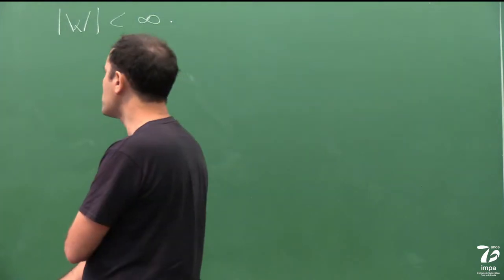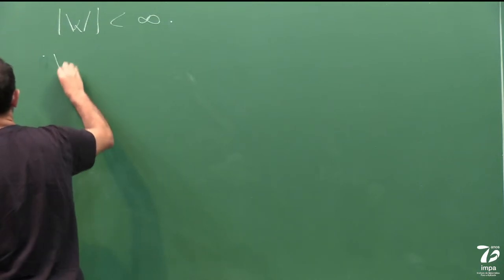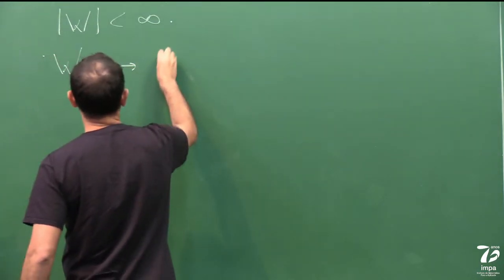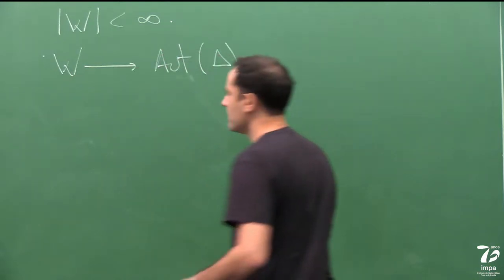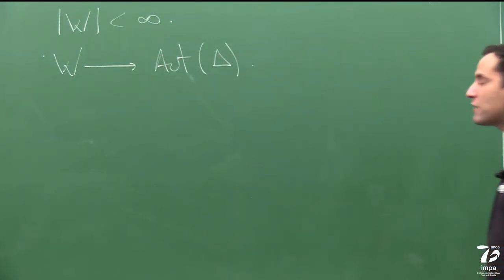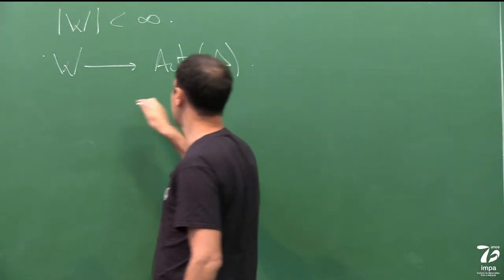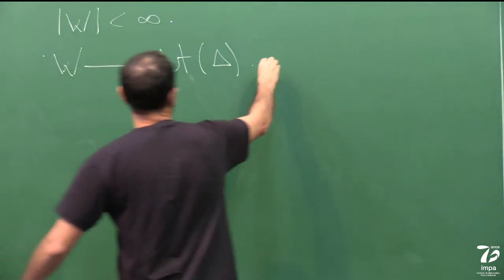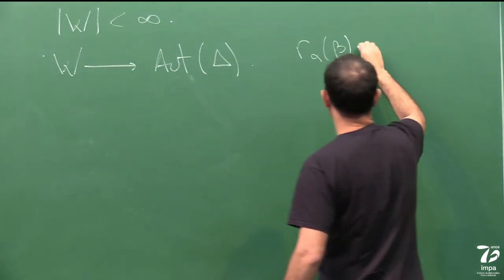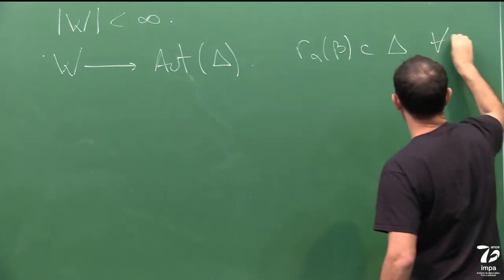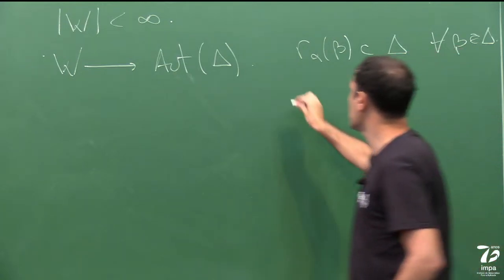Well, the first observation is that to prove this, let's notice that you have a morphism of groups from W to the automorphisms of delta, namely, just the bijections from delta to delta. And this follows because R_alpha(beta) is inside of delta for every beta in delta. And this is the string property.